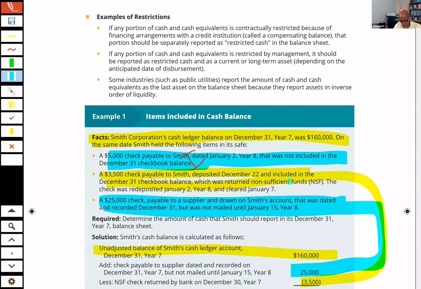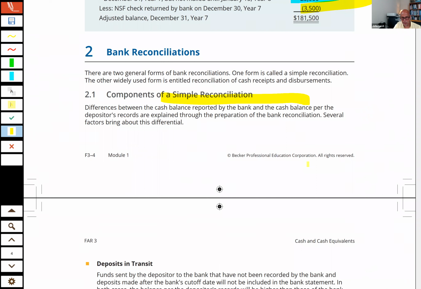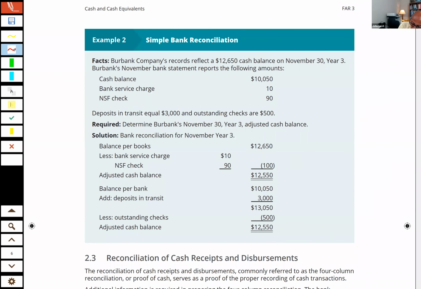Okay, bank reconciliation, guys. I'm not going to spend a lot of time with this. I think if you got this far in accounting life, you know how to reconcile a bank account. So I'm going to let you do this on your own. I'm just going to put down here, review for homework. I do want you to look at this, but I don't think it is worth our time together for me to walk you through a simple bank reconciliation, unless somebody insists. Okay, I don't think it's necessary.